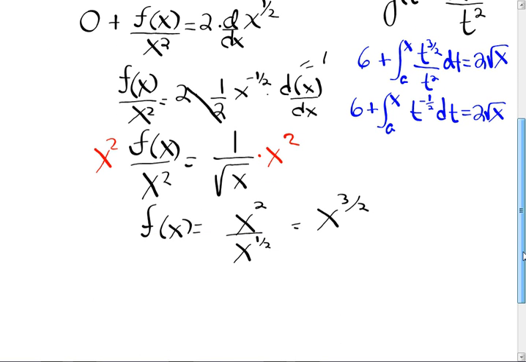No, I forgot to find a. Whoops. So it's 6 plus, and we're going to integrate this. What's the antiderivative of t to the negative 1 half? T to the 1 half, divided by 1 half, which is the same as multiplying by 2, evaluating that at a and x equals 2 square root of x. I'm sorry, you guys are so close to the front.